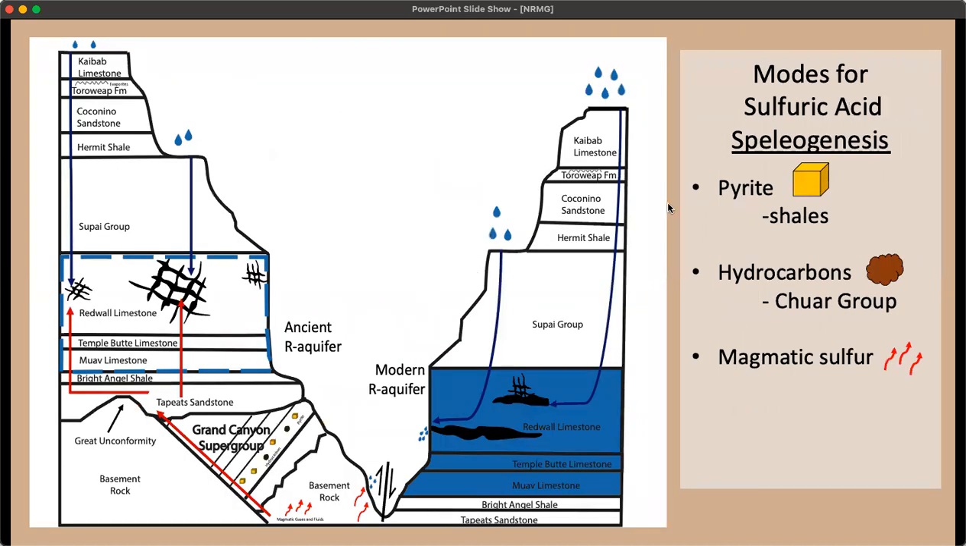Okay, now looking at the modes for sulfuric acid speleogenesis, the pyrite may have come from shales, which I showed down in the Grand Canyon supergroup, along with those hydrocarbons, whereas magmatic sulfur can be sourced from far away and migrate its way up those faults and fractures.